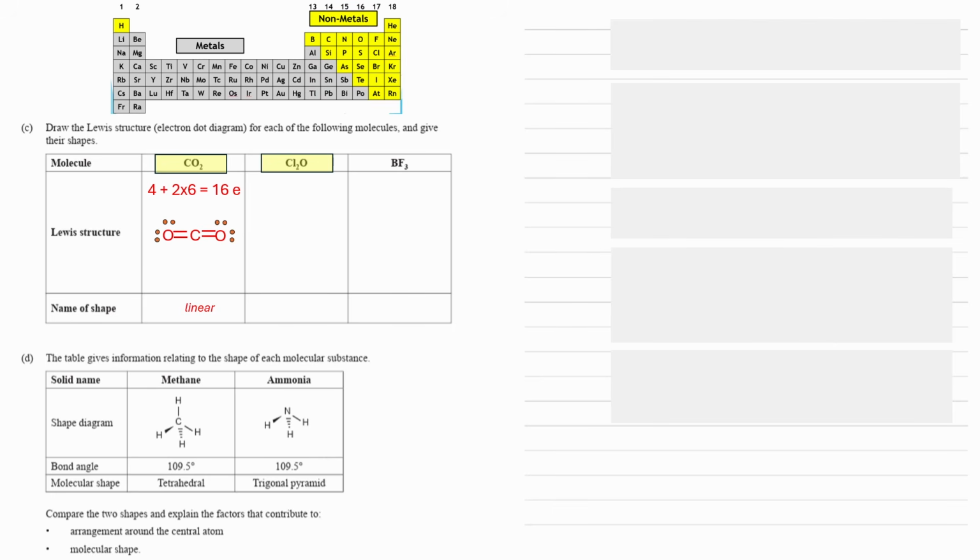Okay, so the next one, let's have a look at it. It is chlorine oxide. It has chlorine from group 17, that's 7 electrons, so 2 sevens, and oxygen from group 16, that's 6. So we have a 6 plus 2 sevens is 20 electrons in total. We're going to put the oxygen in the middle because it's the one with the most unpaired electrons. And then we're going to put a chlorine on either side. We're going to put a bond between each. Remember, a bond is worth 2 electrons. And then give each outside atom 8 electrons first.